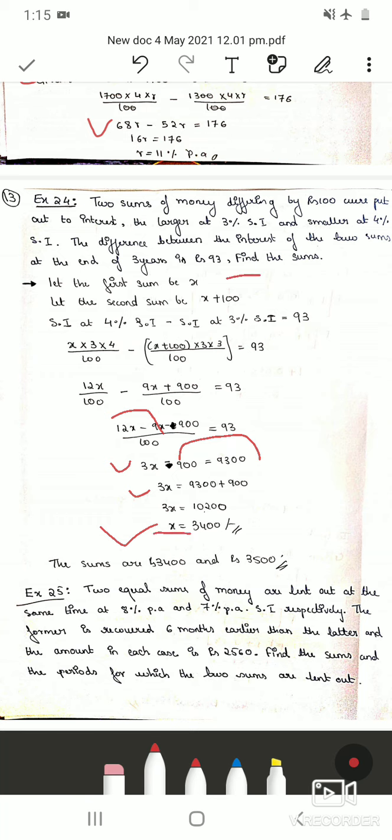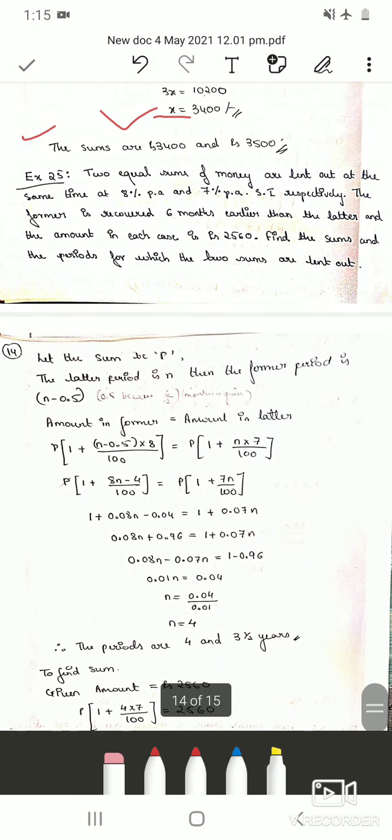So x is nothing but our first sum. Therefore the second sum will be x plus 100, which is 3500. If you want to verify your answers, substitute x and see, the difference will be 93 rupees.